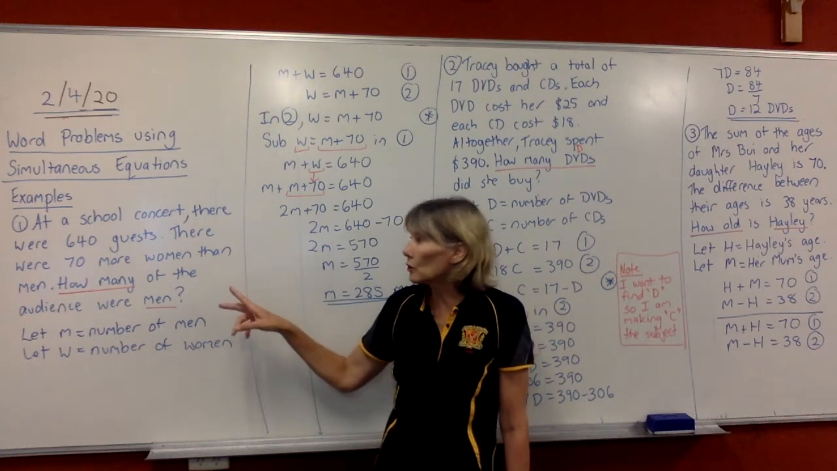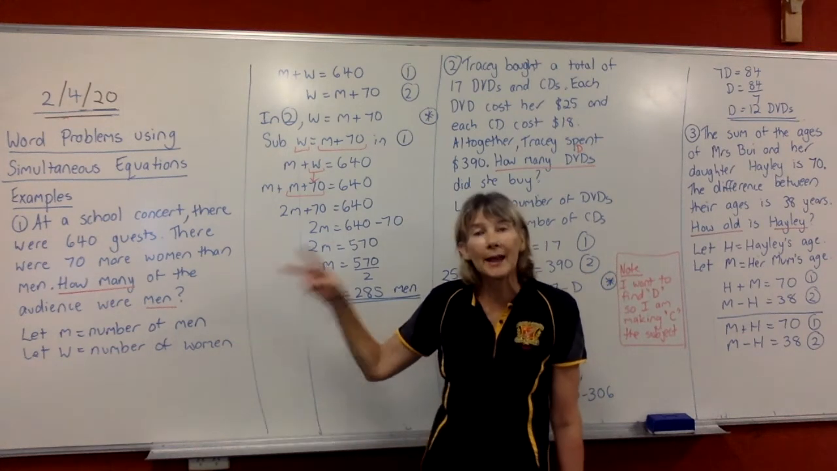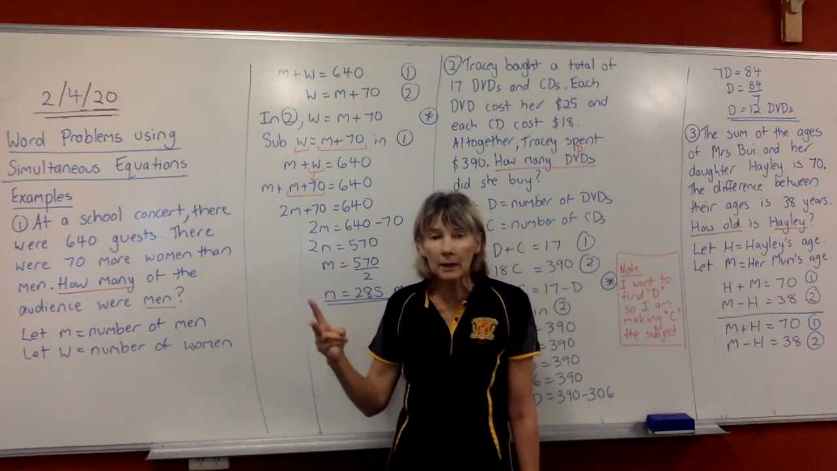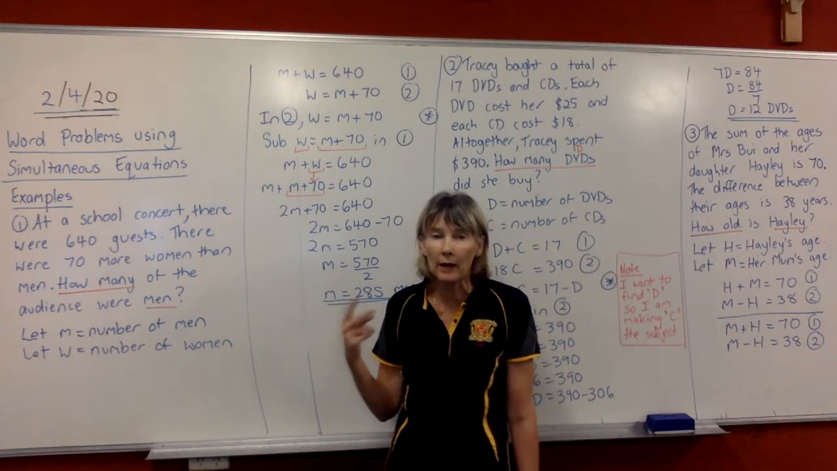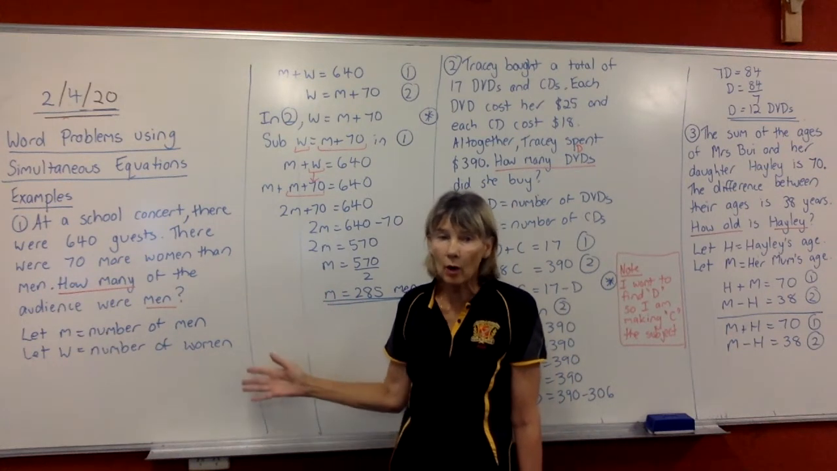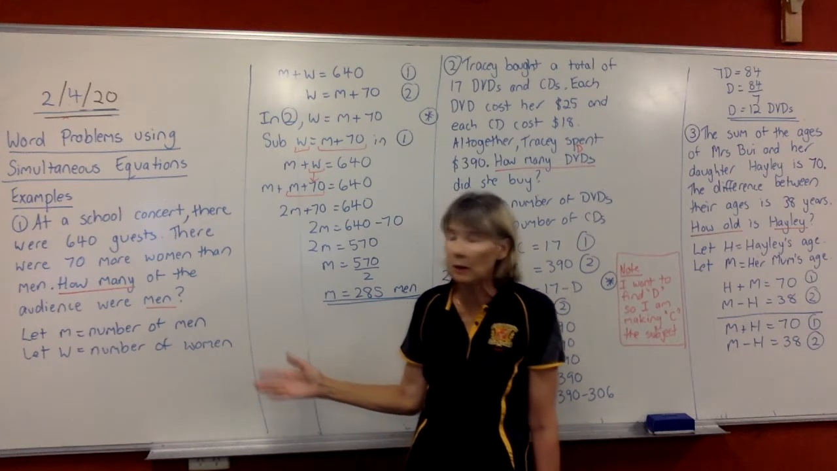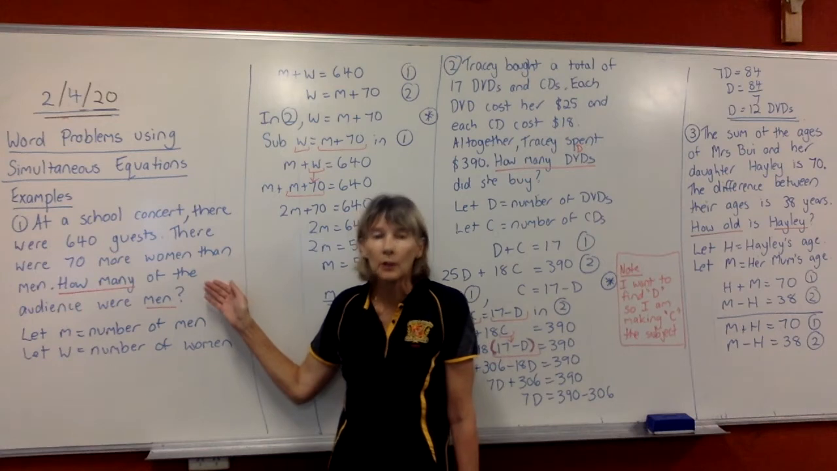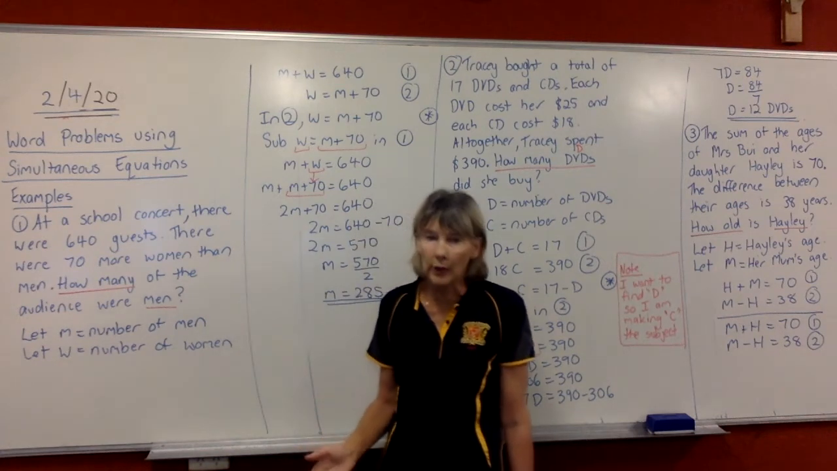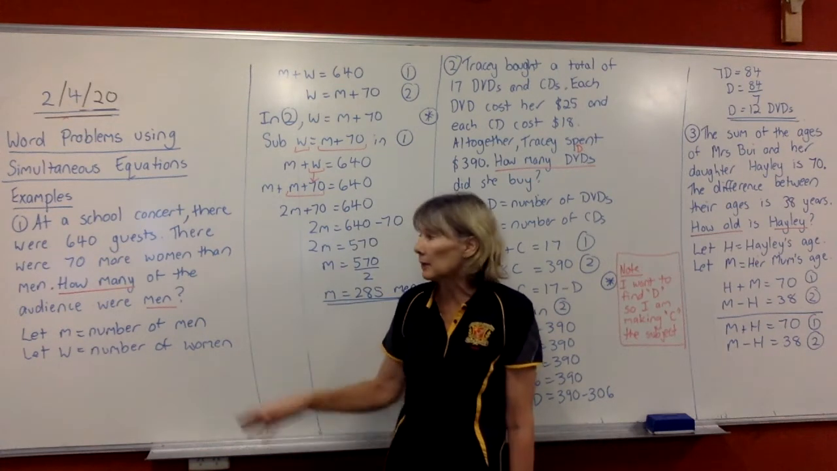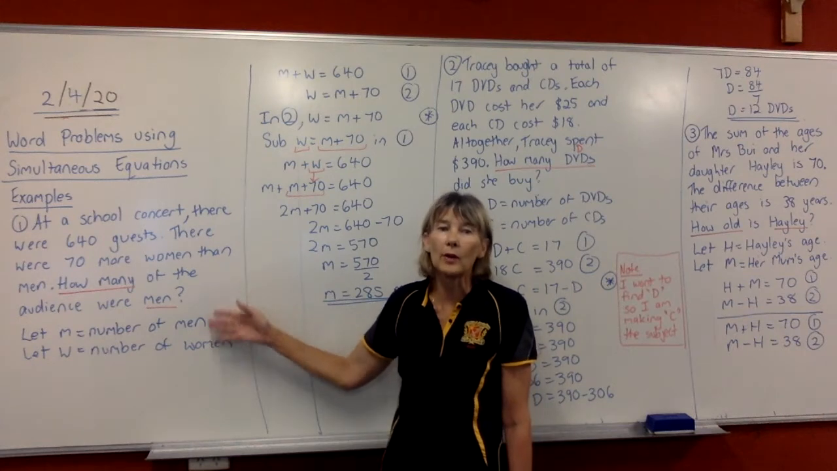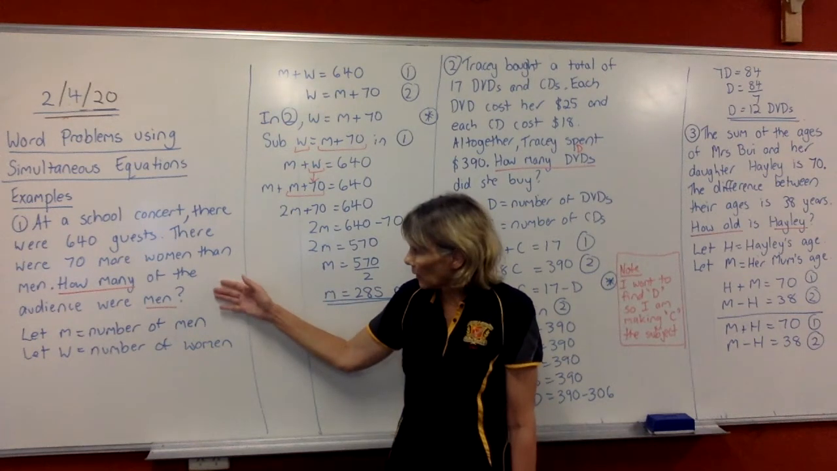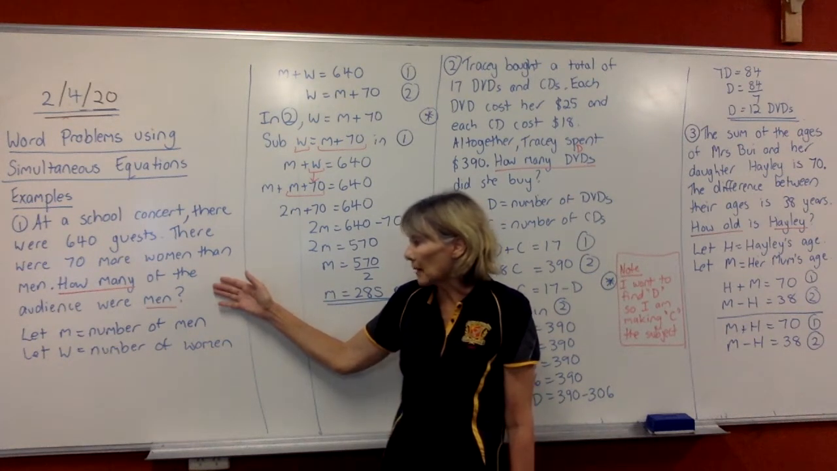They haven't asked you for how many men there were and how many women. Normally, on everything we've done so far, they've asked for both. And often in these they will ask for both as well, but just be aware that if they're only asking for one thing, you don't need to do all the working. And if you're smart about it, you'll get this out before you find the second thing. Okay, so how many of the audience were men?